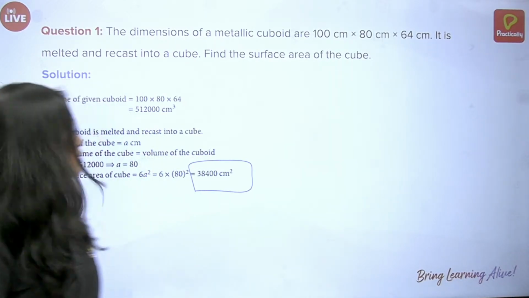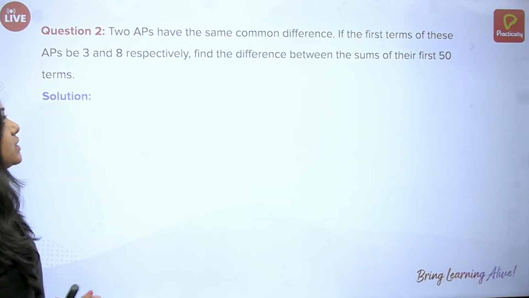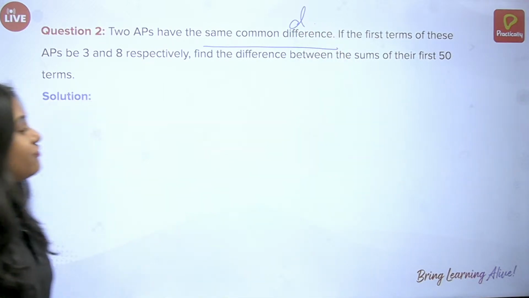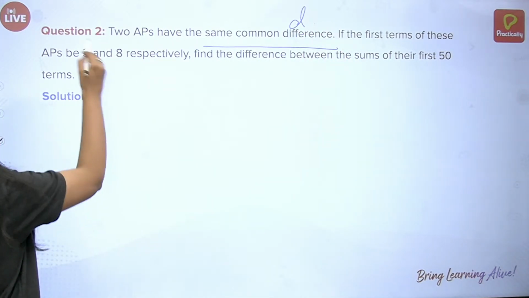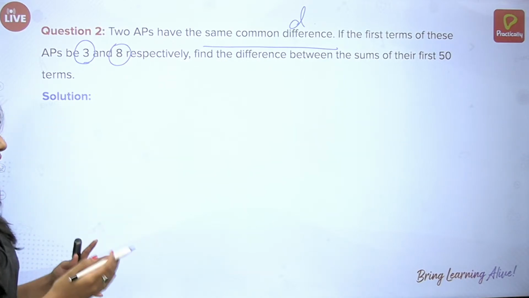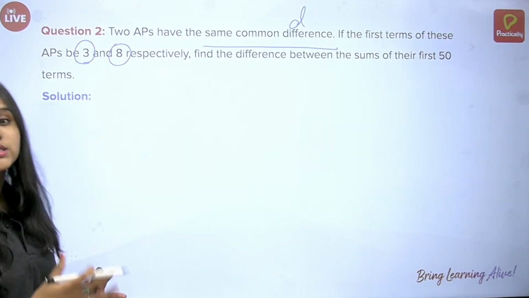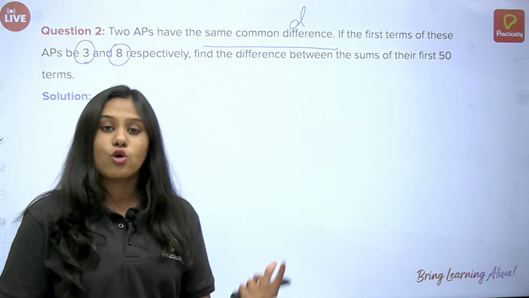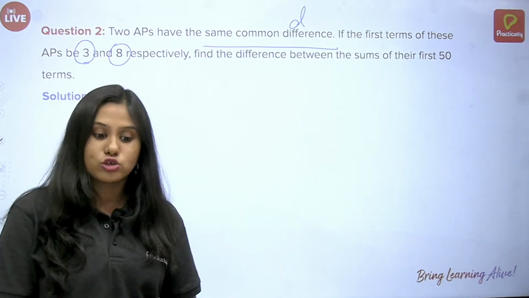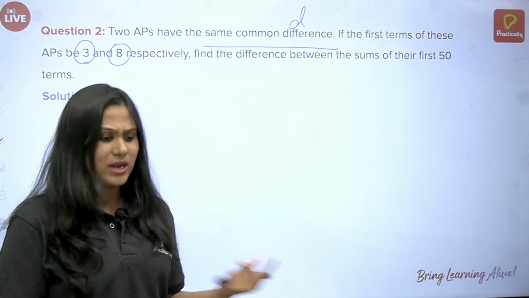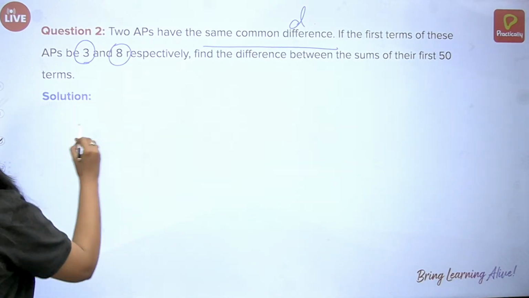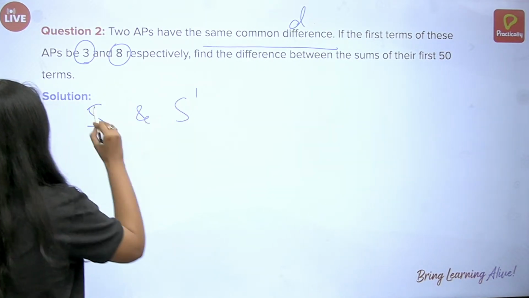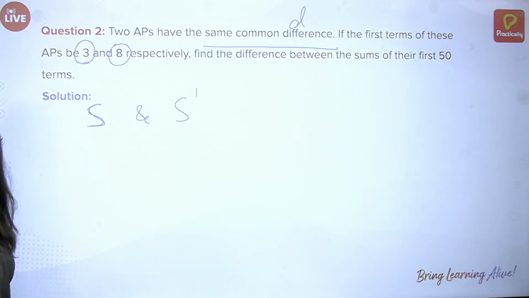Absolutely right, Bhuvan. Good. Next, two APs have the same common difference, that is D. If the first terms of these APs are 3 and 8 respectively, find the difference between the sums of their 50 terms. Okay. So I will start solving it. I want you all to solve it as well. So let us see. Okay. So let the sums of the two APs be S and S dash.